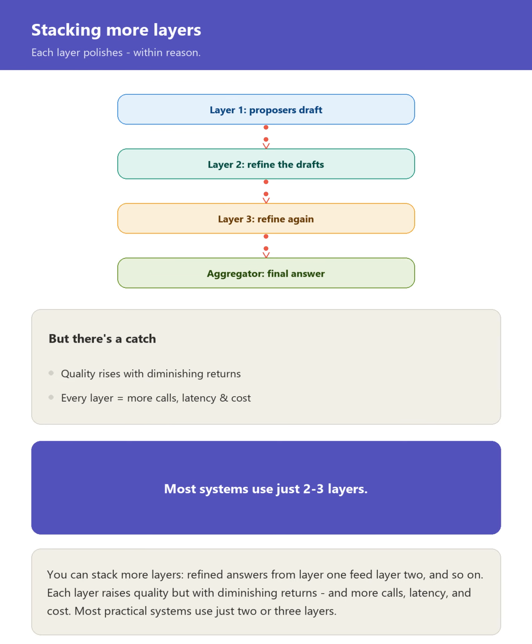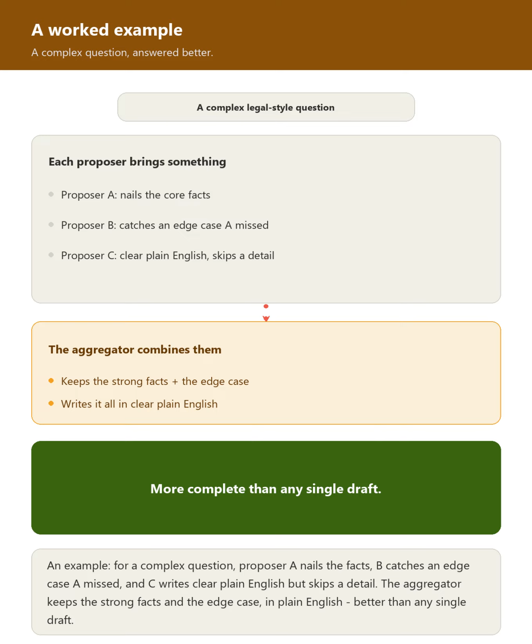You can also stack more than one layer. In a multi-layer setup, the refined answers from layer 1 become the input to layer 2, where another set of models polishes them further, and so on. Each layer tends to raise quality, but with diminishing returns. Most practical systems use just 2 or 3 layers, because every extra layer adds more model calls, more latency, and more cost.